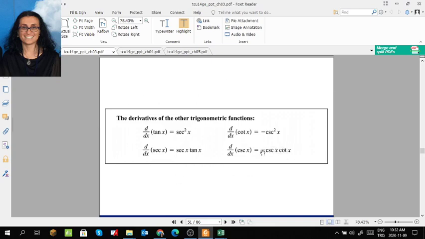This table is a nice table because it's going to show us the similarity. So whenever we remember tangent, the derivative is secant squared x, whereas cotangent, which is the reciprocal of tangent, the derivative is negative cosecant squared x. So very symmetric. Similarly, for secant x, the derivative is secant x tangent x. For cosecant x, the derivative is negative cosecant cotangent x. Very symmetric formulas. It is easy to remember.